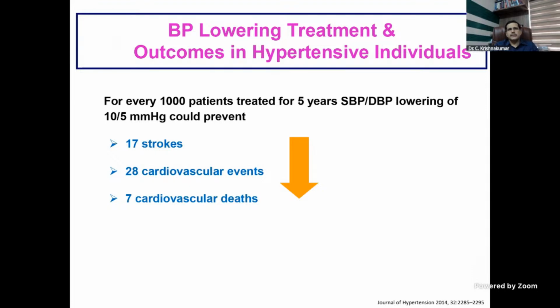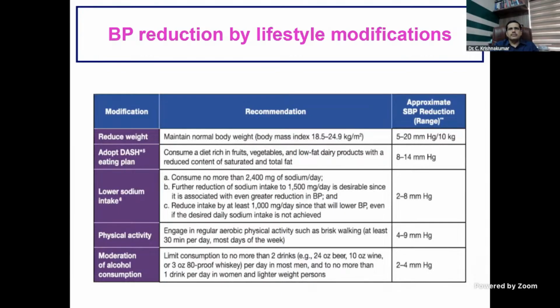For every 1,000 patients treated for 5 years, when systolic BP is lowered by 10 and diastolic BP by 5, 17 strokes are reduced, 28 cardiovascular events and 7 cardiovascular deaths are reduced. So, coming to management of BP by lifestyle: reduce your weight, go for regular exercise, and follow the DASH diet, which is rich in protein, fruits, and vegetables, and contains a lot of fiber, less fat, less saturated fat, and sodium should be reduced to 2.4 grams per day.